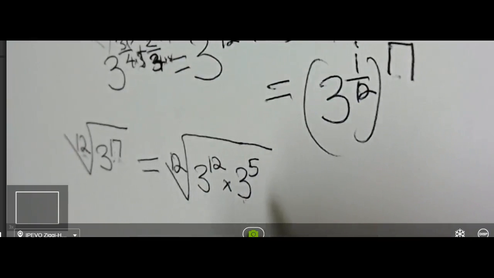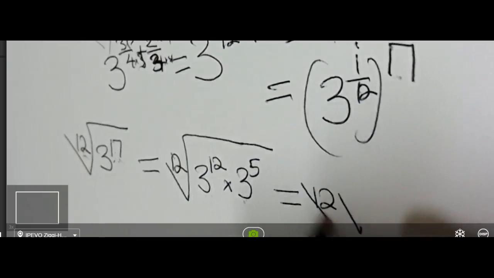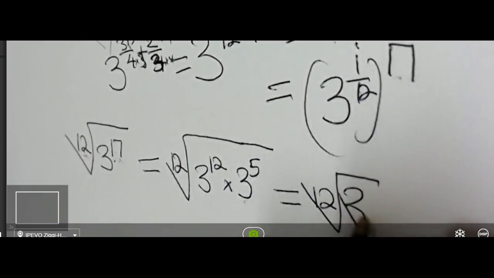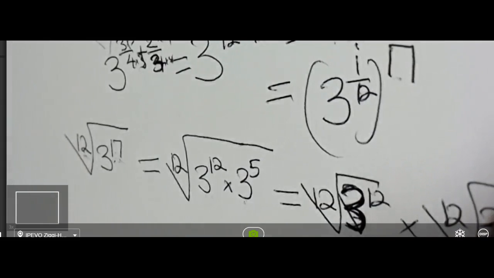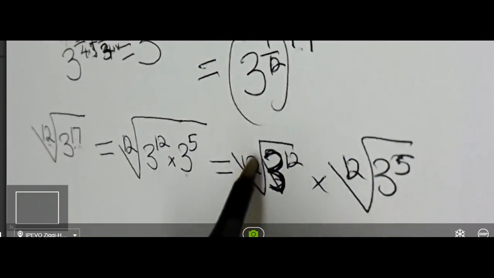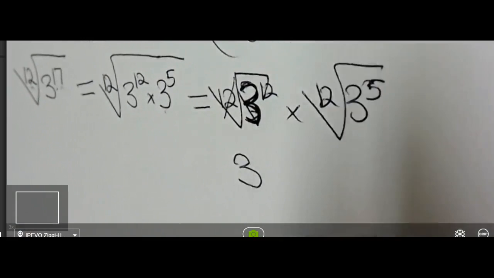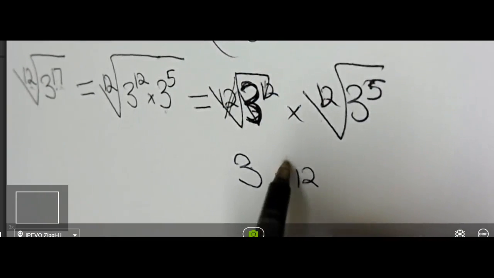All right, so now we can go further and separate this. So this is going to be the 12th root of 3 to the power 12 times the 12th root of 3 to the power 5. Sorry, this is messy. Okay, so this crosses out there, so we have 3 left there, 3 left here times the 12th root.